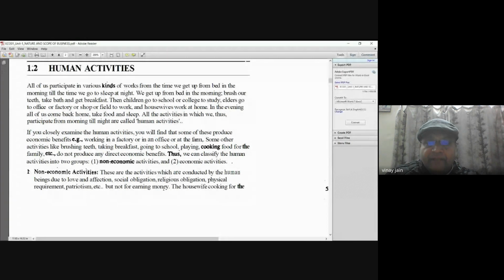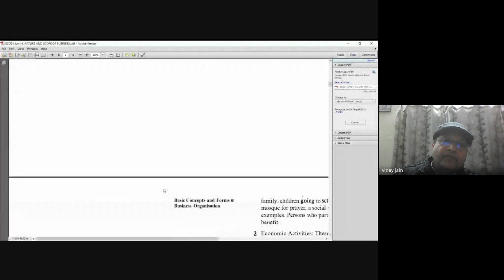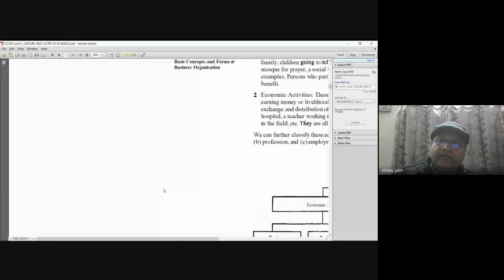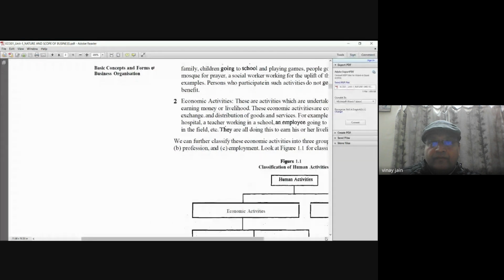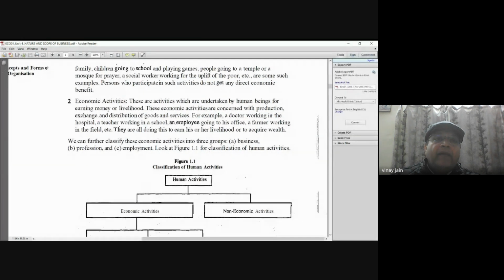The housewife cooking for the family, children going to school and playing games, people going to a temple or a mosque for prayer, a social worker working for the upliftment of the poor, etc., are such examples.